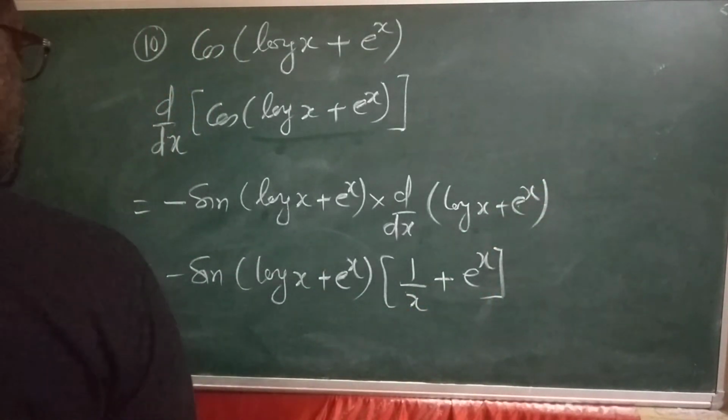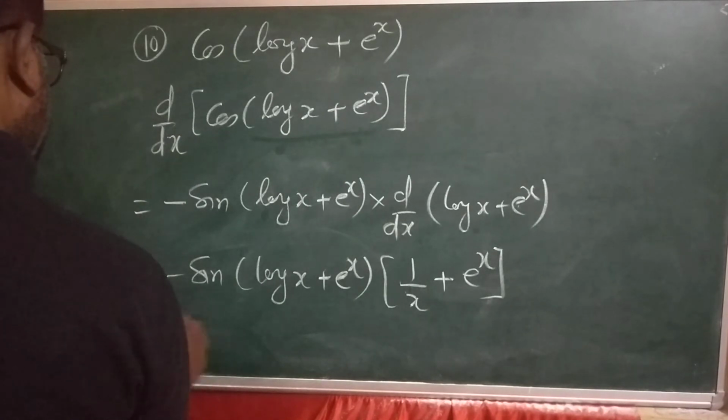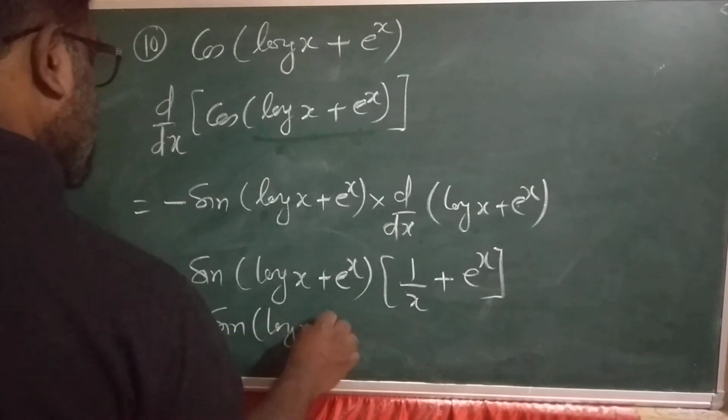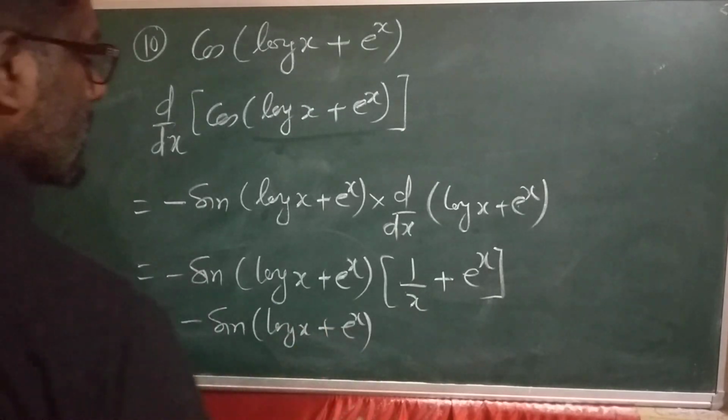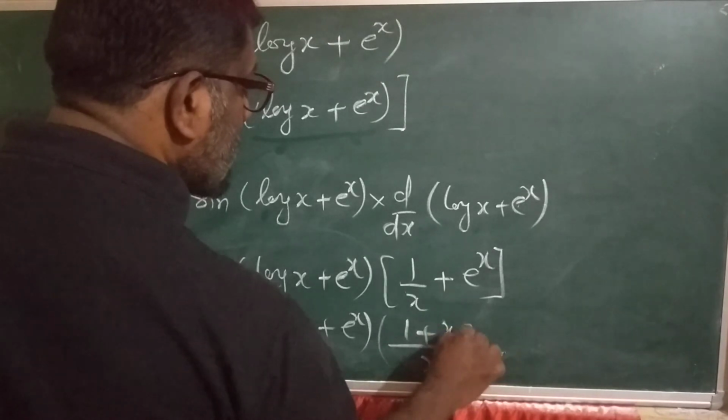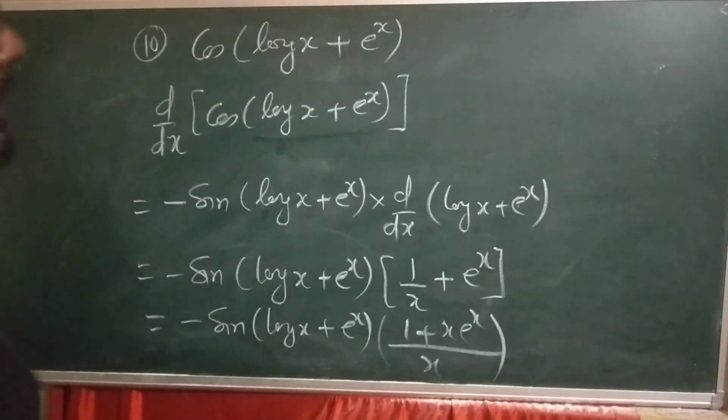Or we can take the LCM in bracket. So minus sin of log x plus e to the power x, and in bracket x is LCM, then 1 plus x e to the power x. This is the final answer.